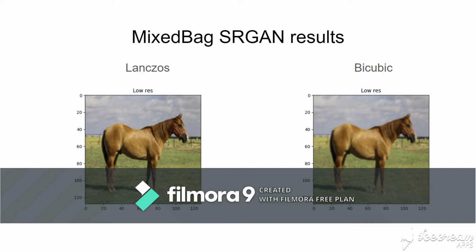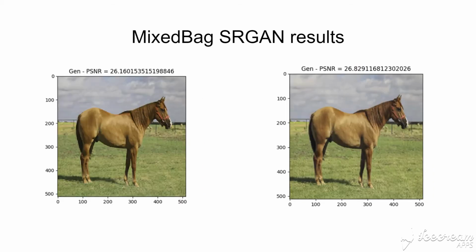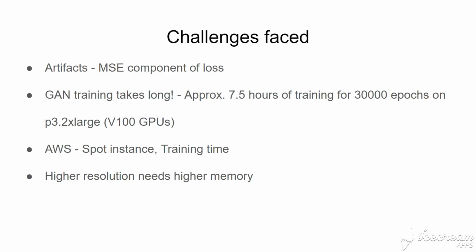Next, we come to the mixed bag SR GANs. So in the real world, you just don't see one type of low resolution image. We see a low resolution image that is a combination of different downsampling techniques. So we trained a model on 4 different downsampling techniques, namely bilinear, bicubic, nearest neighbor, and Lanczos. We see that the generator is able to produce good, comparable images when we gave in bicubic and Lanczos as an input image.